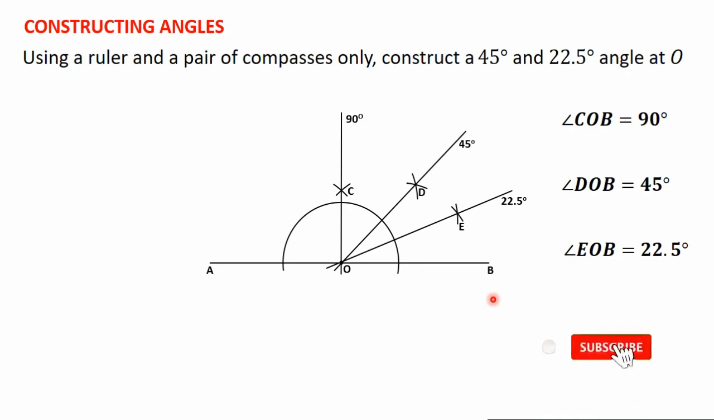So far, we have learned how to use a ruler and a pair of compasses only to construct a 90 degrees angle, a 45 degrees angle, and a 22.5 degrees angle. In the next video, we are going to learn how to use a ruler and a pair of compasses only to construct a 60 degrees angle and a 120 degrees angle.